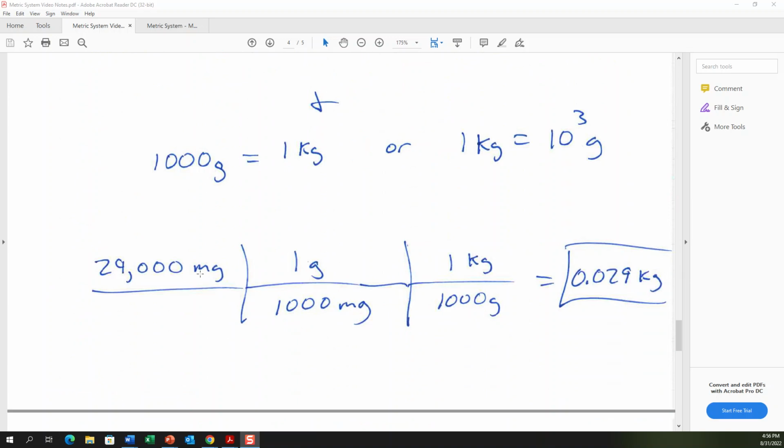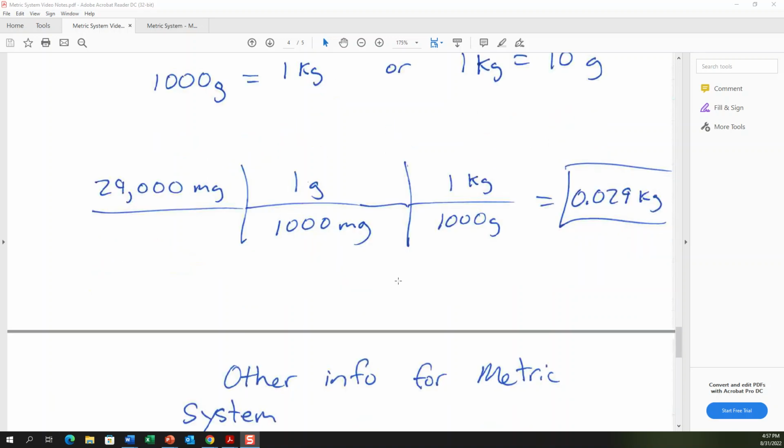And we've canceled out milligram, we've canceled out gram, and the unit we're left with is kilogram. And so we do the math and we get 0.029 and our unit is kilogram. Okay, so this setup right here, this is the dimensional analysis setup. Okay, and this is what we're going to learn about when we get to 1-4. Okay, so review your metric system stuff, right? And then we want to start getting comfortable with dimensional analysis.